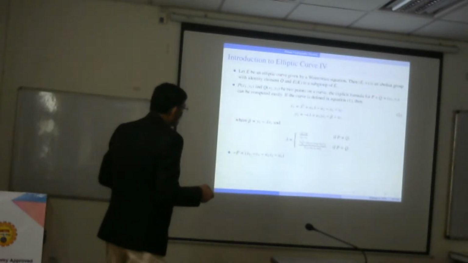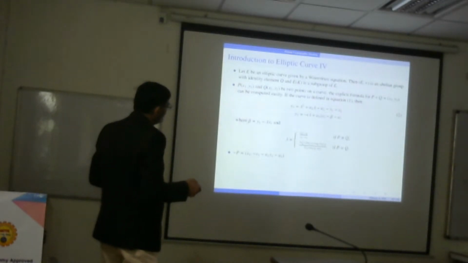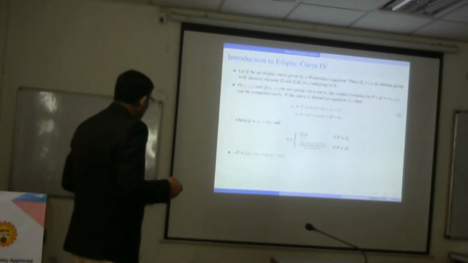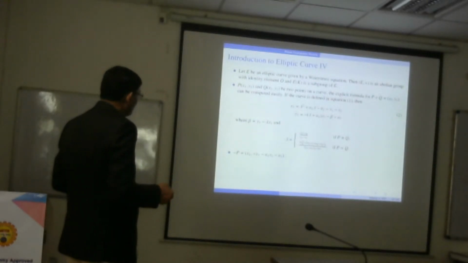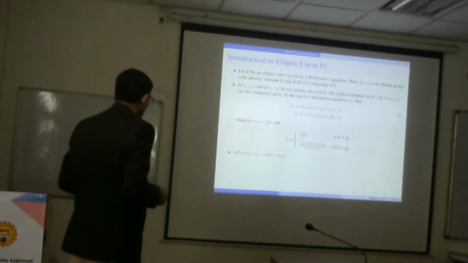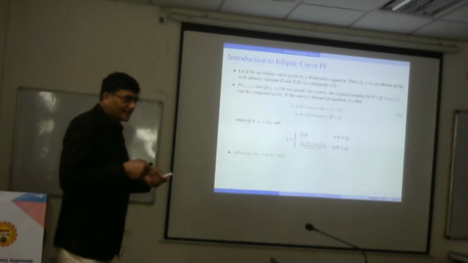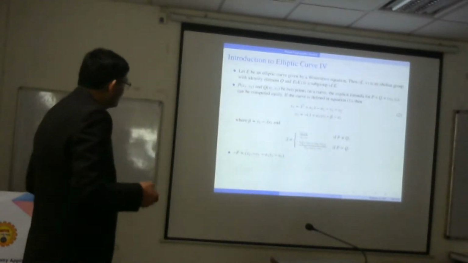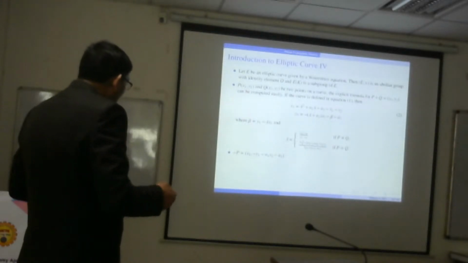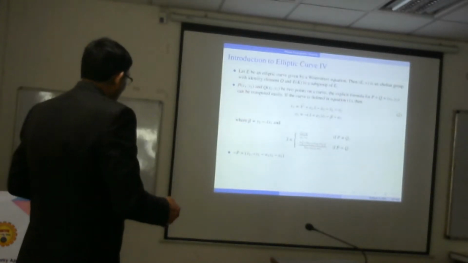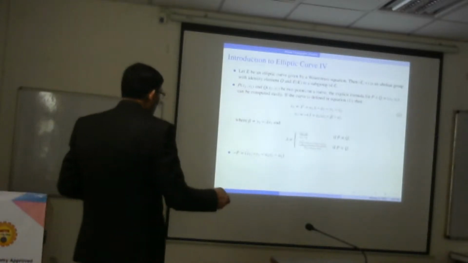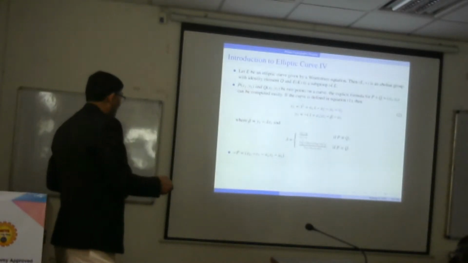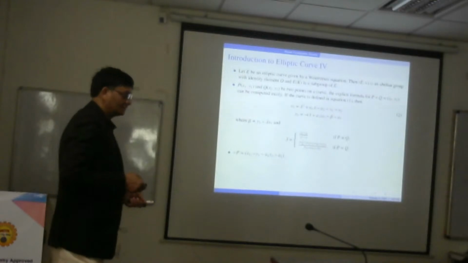So how will we do the point addition? Suppose P is one point and Q is another point, and we want to add both these points. There is a formula that can be used to derive P plus Q. In Zp, the multiplication is with respect to mod p. Similarly, this is a group with respect to addition, and the addition formula gives P plus Q equal to (x3, y3), where x3 and y3 are given by this formula.